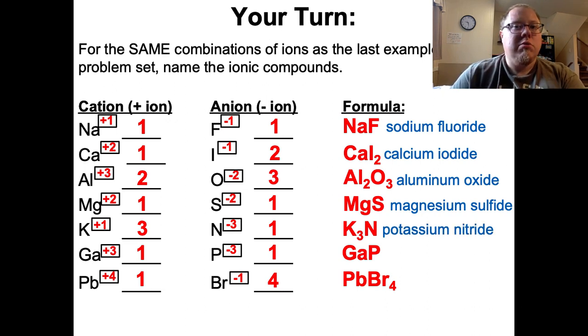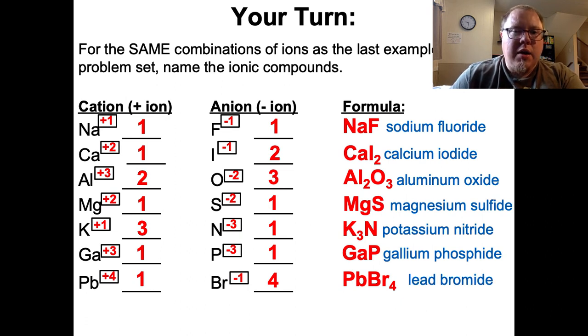Next one, potassium nitride. Nitrogen changes to nitride. Next one, gallium phosphide. Phosphorus changes to phosphide. And the last one, lead bromide. Bromine changes to bromide. Okay, lead bromide. And that's how you name them.